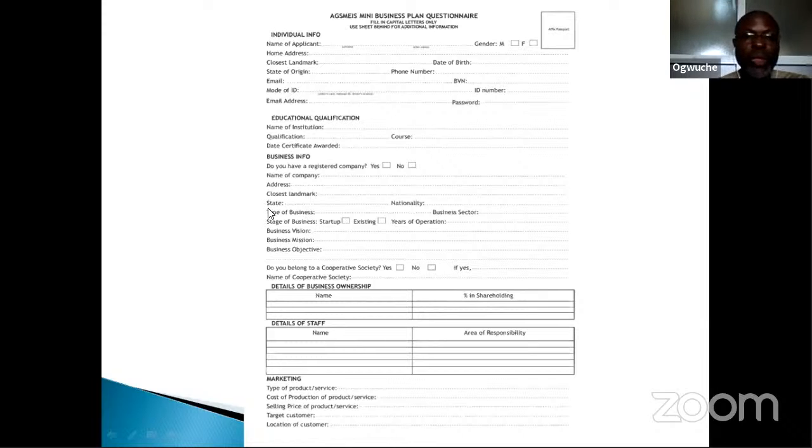All right, so let's start with the individual section. The individual info asks for the name of the applicant, surname first, other names, gender. So straightforward. The home address, you give us your home address, that's a residential address, whatever city you find yourself. Then the closest landmark, you let us know the closest landmark to your home address.